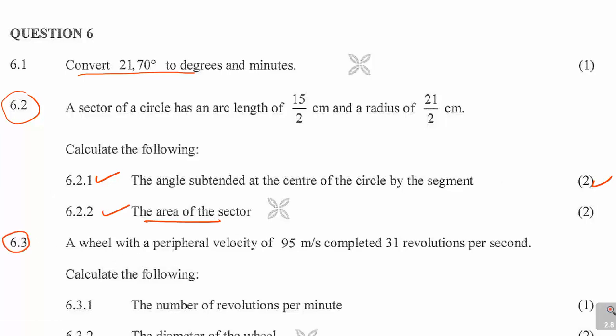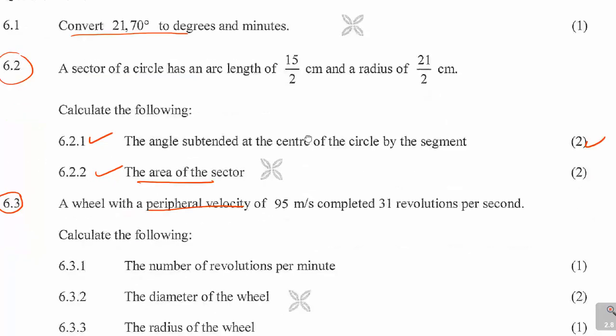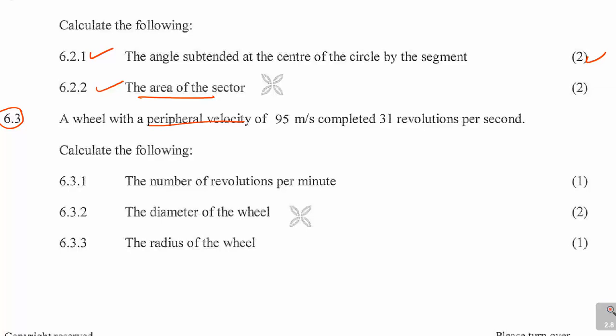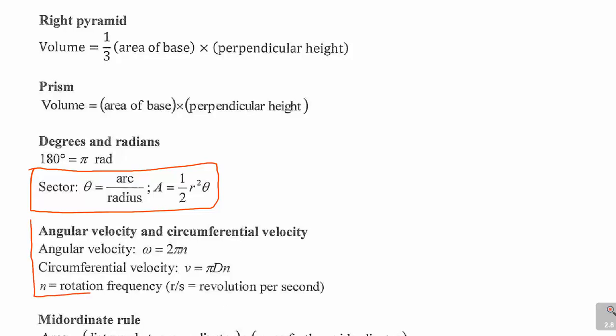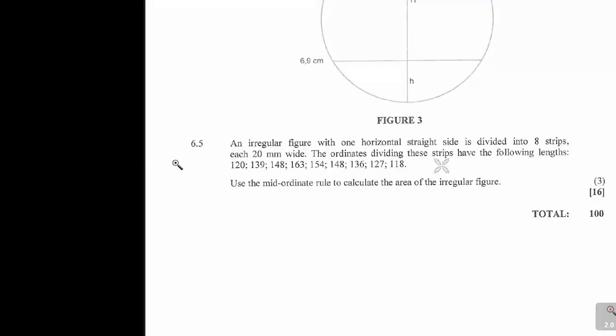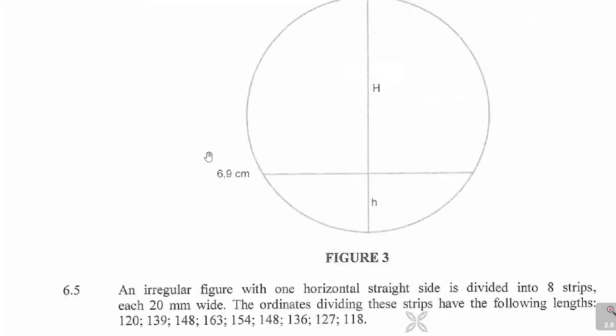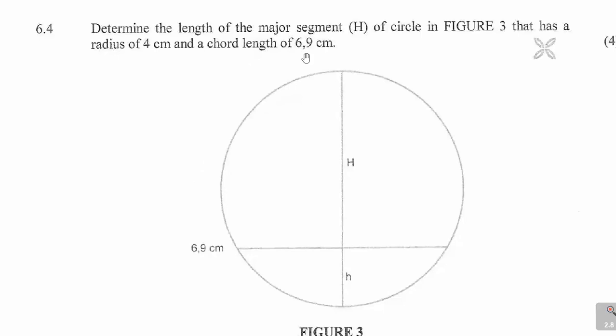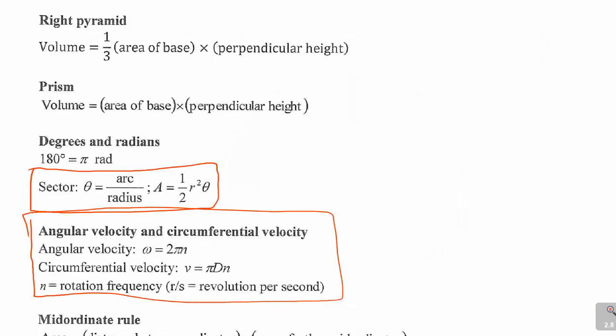6.3, again, a wheel with a peripheral velocity. And then after that one, they were asking you to calculate now the revolutions per minute, the diameter of the wheel, radius of the wheel. Again, you were relying on these formulas, and it was also basic again, nothing difficult. You just needed to know how to use your formulas. And question 6.4, it was determine the length of the major segment of a circle, which has a radius of that and that. 6.4, this was 4 marks, and again based on your formulas.